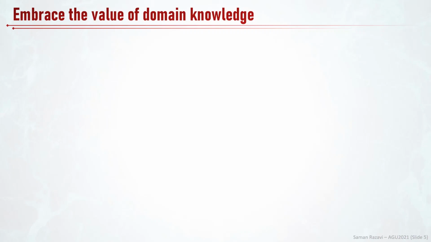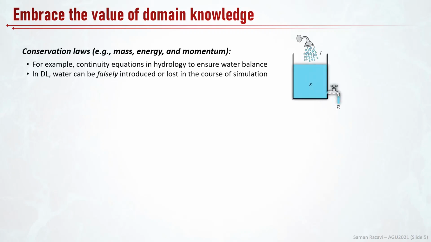But what does the domain knowledge offer when it comes to extrapolation? The answer is a set of principles modulated via conservation laws around mass, energy, and momentum, and process parameterization, which represent our perceptions of how two or more variables might be related. These principles are typically built into process-based models, but deep learning by itself is unable to account for them. For example, the continuity equation in typical deep learning models does not hold, and water can be falsely introduced or lost in the course of simulation.